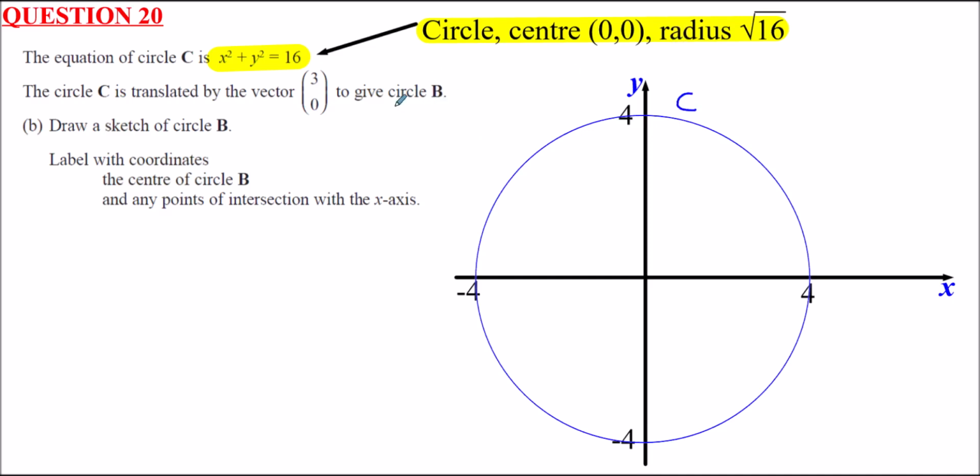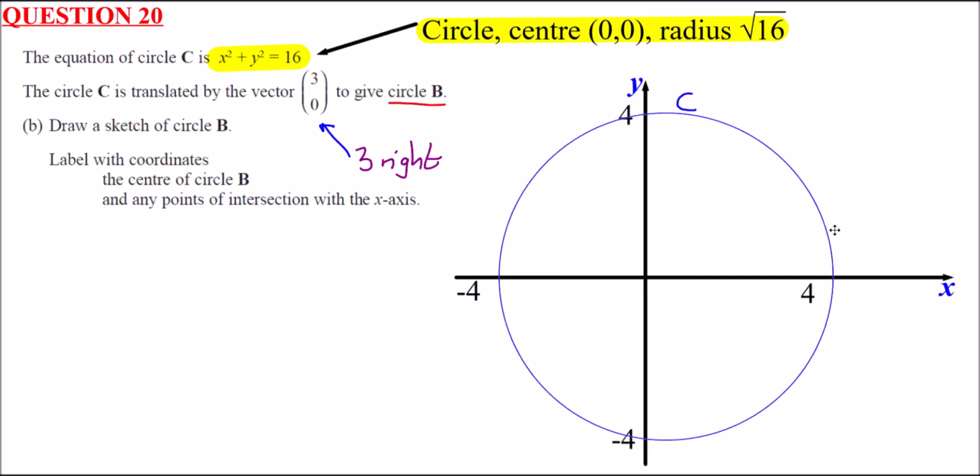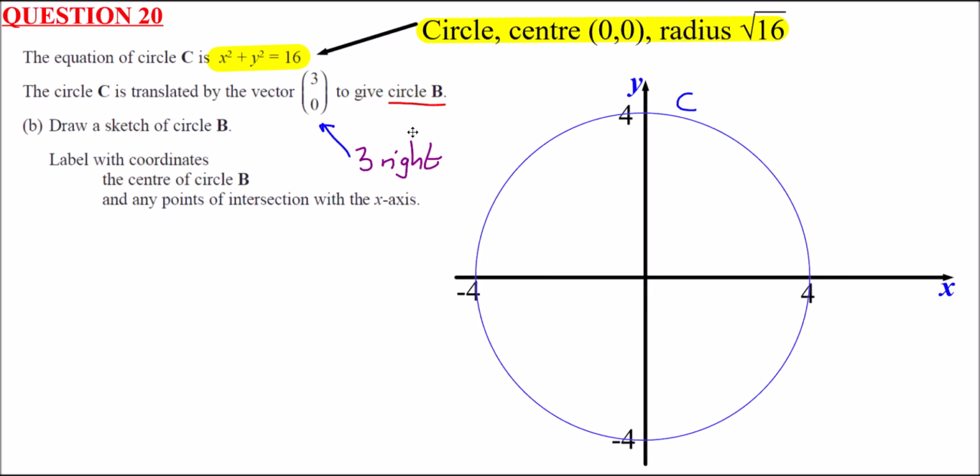We need to think about where circle B would end up. Now, it's been translated by this vector here. The top number means how far it moves to the right. The bottom number tells us how far it moves up. So here it just moves 3 to the right, doesn't move up or down. So we need to move circle C 3 units to the right in order to get circle B. So we take this circle at C, and then we're going to move it 3 units to the right. And so circle B will be circle C shifted 3 units to the right.